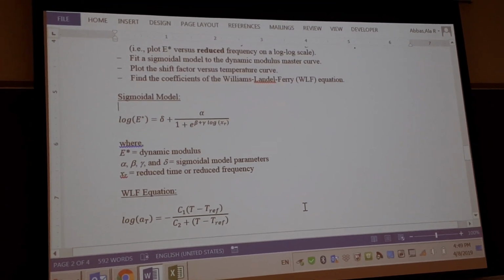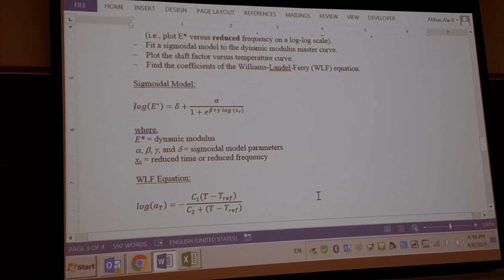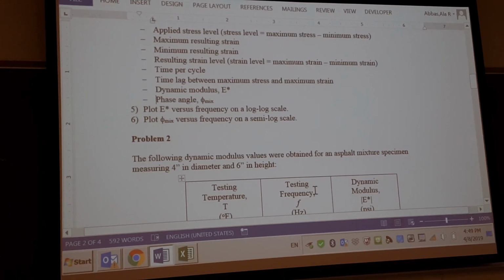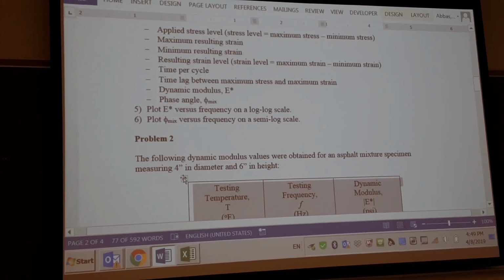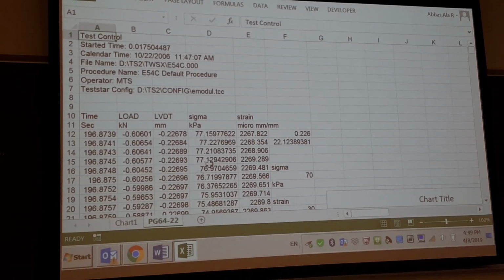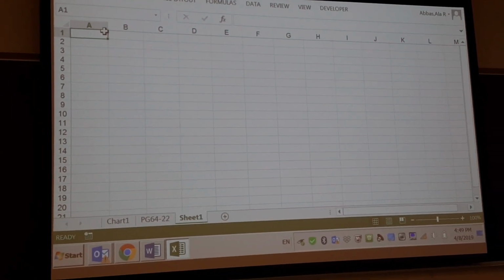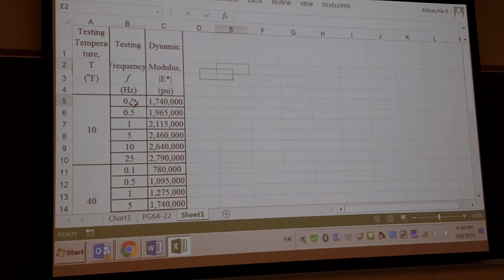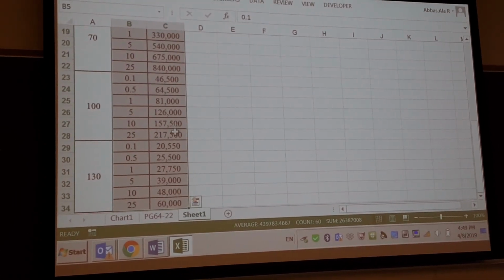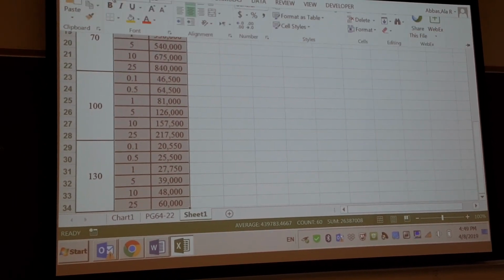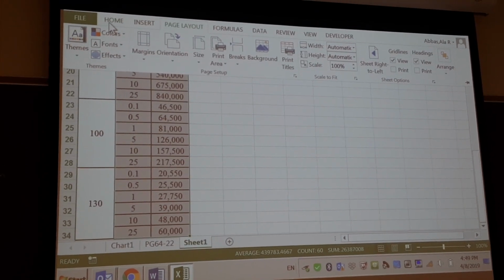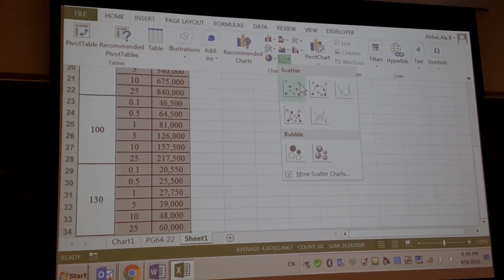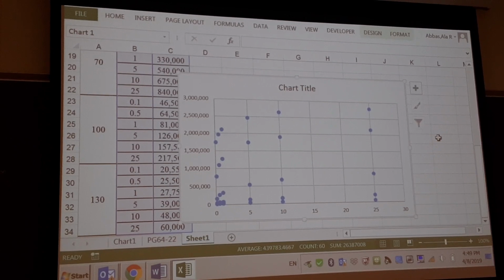And the model that we're going to fit in here is called sigmoidal. Okay, so this is the data that we have. I'm just going to copy it to Excel. Now, if you try to plot this data, just dynamic modulus versus frequency, this is how it looks.